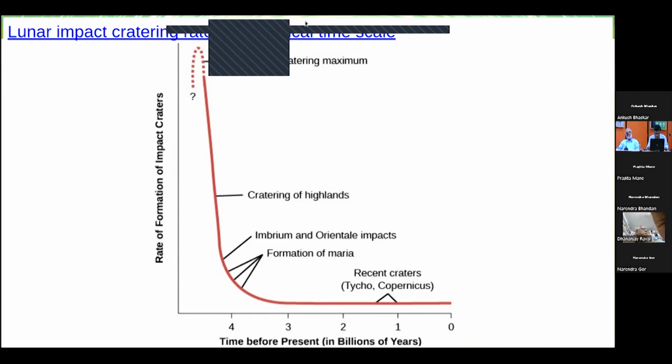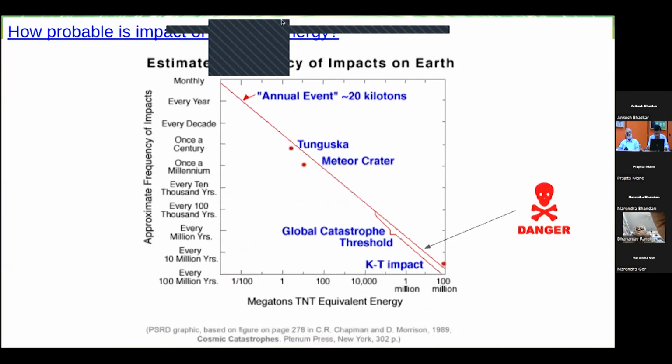So another thing we can learn is how probable is this impact crater, because that has to do with our survival on the Earth also, as Bhandari sir also mentioned, there are extinction events, and luckily they are not very common. But look at this graph. It talks about the crater frequency: monthly, every year, or up to hundreds of millions of years.